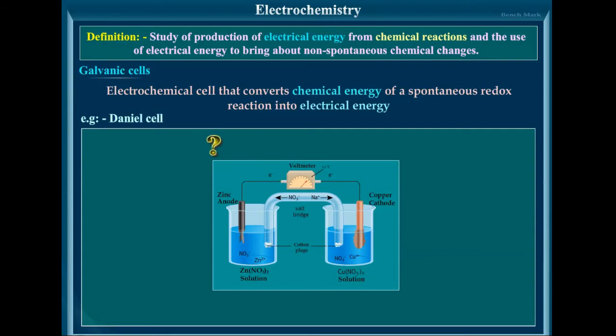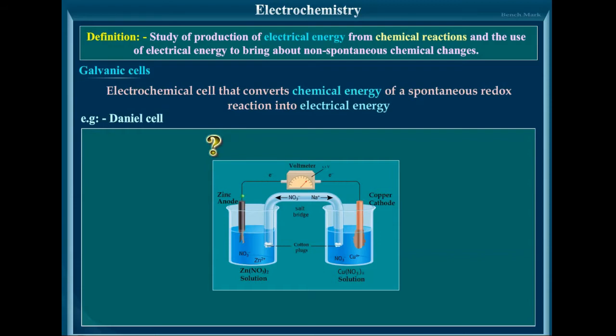The electrode at which oxidation occurs is the anode, and that at which reduction occurs is the cathode. So in this cell, the zinc rod is the anode and copper rod is the cathode. Oxidation takes place at the anode, so that becomes a source of electrons. The zinc undergoes oxidation, it becomes a source of electrons and hence acquires a negative charge in the cell.